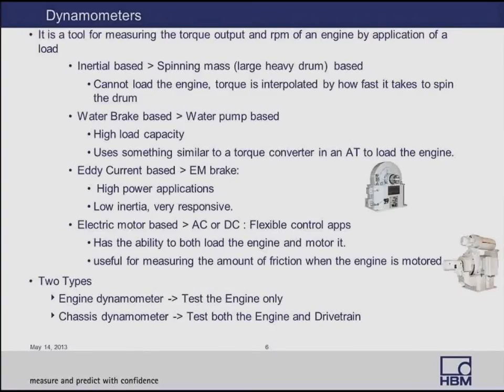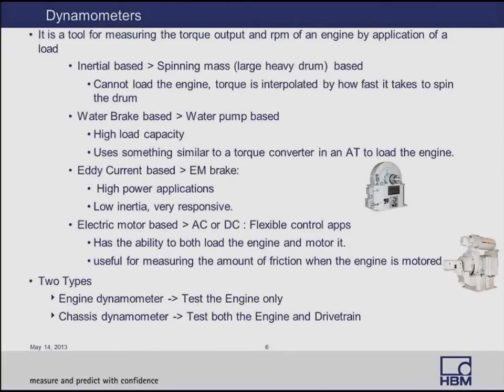The eddy current-based or the electric motor-based dynos are the most popular because they address over 80% of the applications that customers are working on. The eddy current-based dynos are very popular for high-power applications with low inertia and are very responsive. On the contrary, the electric motor-based dynos are very flexible in terms of their control, have the ability to load the engine and motor, and are useful for measuring the amount of friction when the engine is motored.